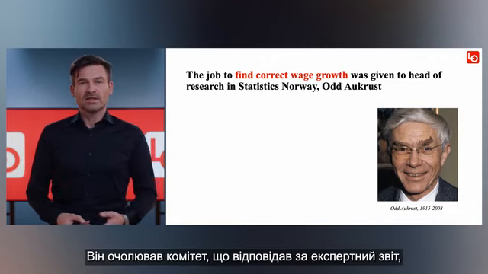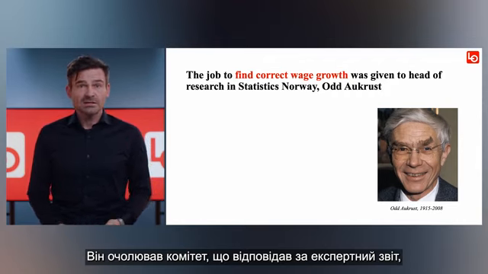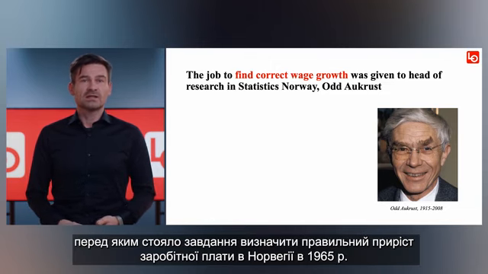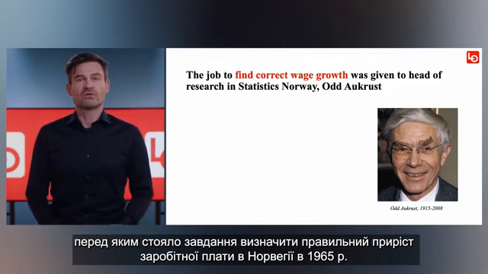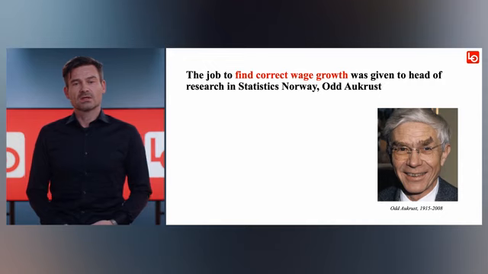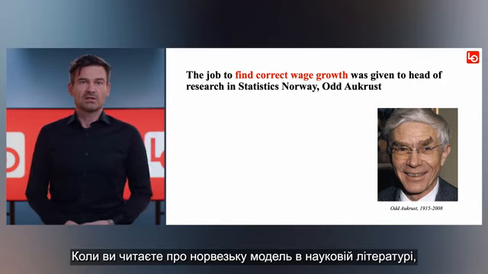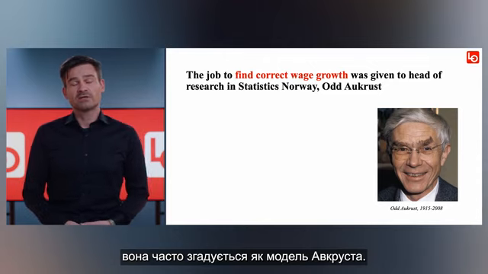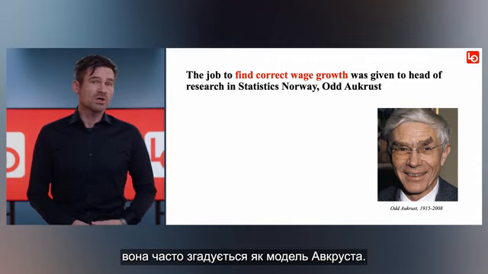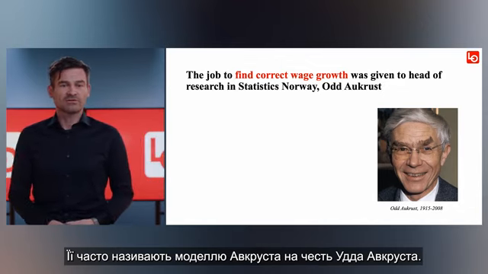He led the white paper committee, which had the task of finding out the correct wage growth in Norway in 1965. When you read about the Norwegian model in academics, you can often hear that it's referred to as the Aukrust model. So this is the reason why it's often called the Aukrust model, after Odd Aukrust.